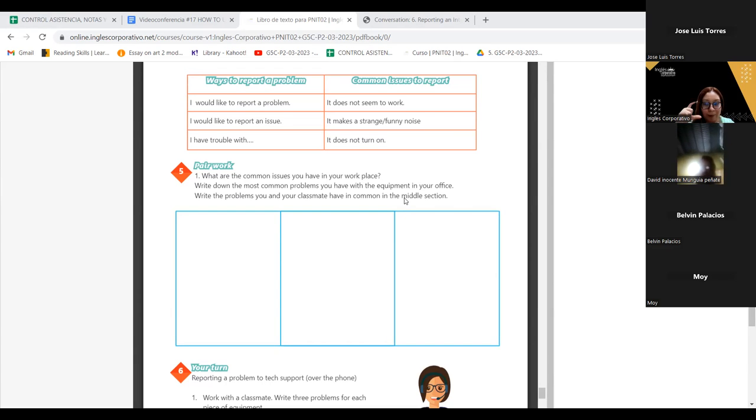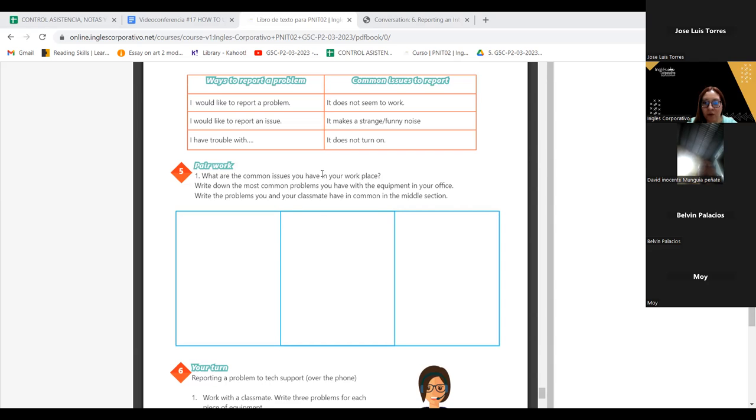Van a escribir un párrafo pequeño, algo corto, explicando cuáles son los problemas comunes que tienen con alguno de los equipos de su oficina, con uno específicamente. Y después lo vamos a compartir entre nosotros, ¿okay? For example, yo les voy a dar el mío primero y ustedes para que tomen una idea de cómo se va a ver, ¿ok?